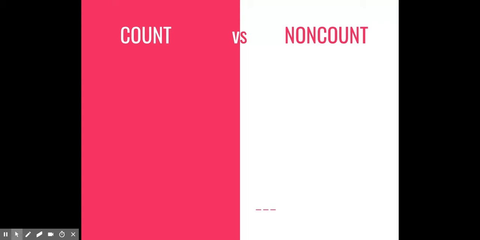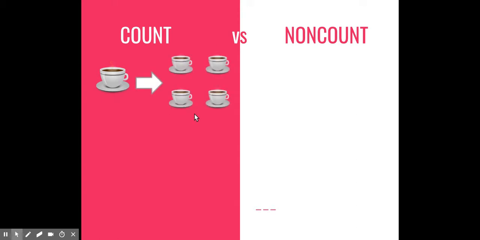Okay, so apart from count nouns you can count and non-count nouns that are impossible or difficult to count, how else do we identify them? So what is this? This is a cup of coffee. What about these? Here we have 1, 2, 3, 4 cups of coffee, right? So if you can't figure out if it's a count or non-count noun, if it has a number in front of it, it's a count noun.